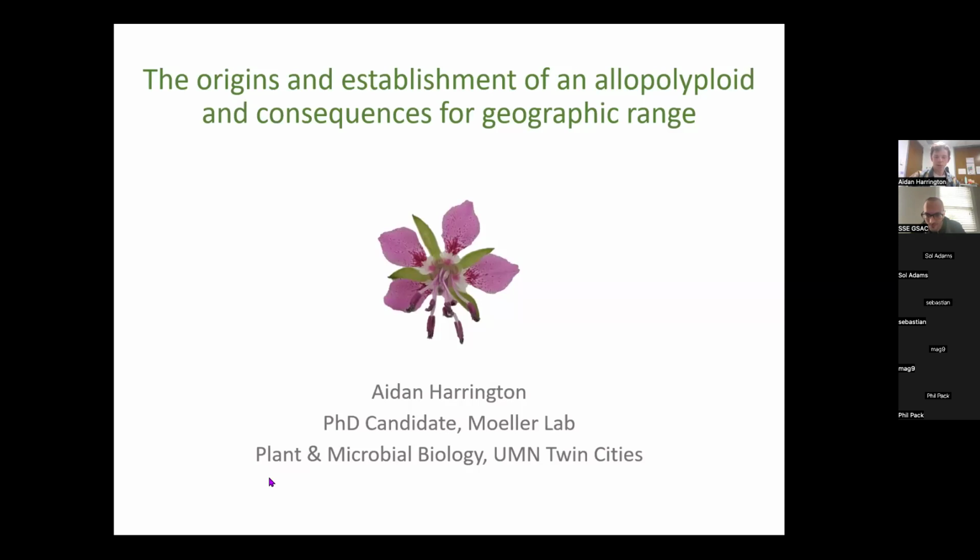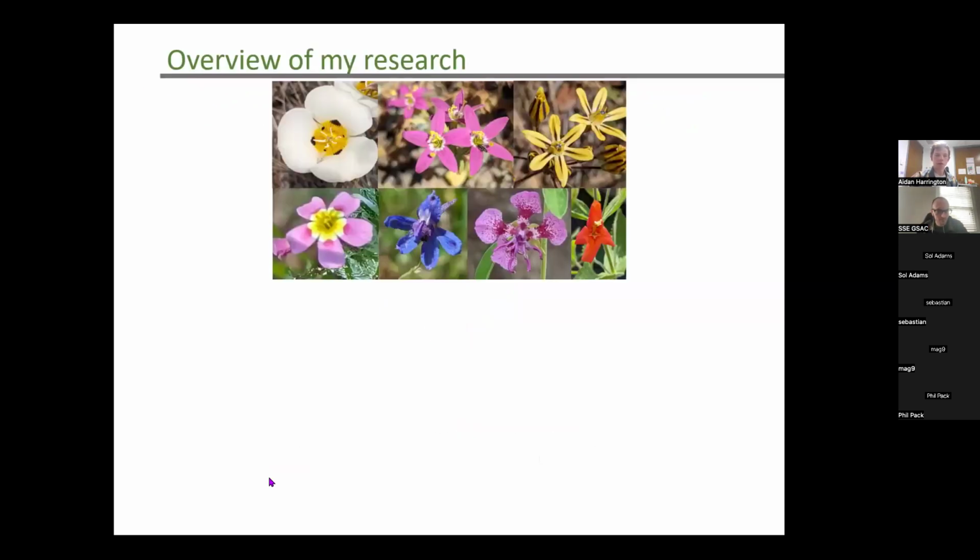All right, so the origins and establishment of an allopolyploid and the consequences for geographic range. So just to quickly overview my research. As evolutionary biologists, we can all appreciate the diversity of forms that we encounter in nature. And we have developed lots of explanations for this diversity.